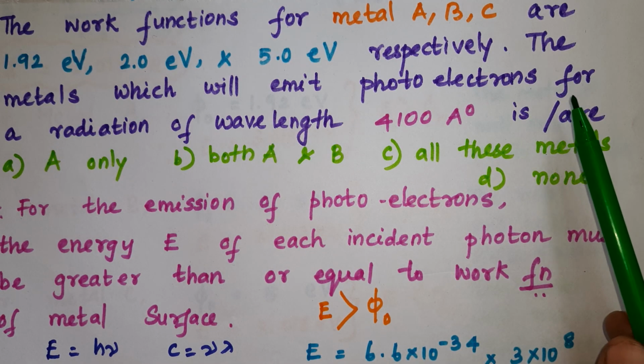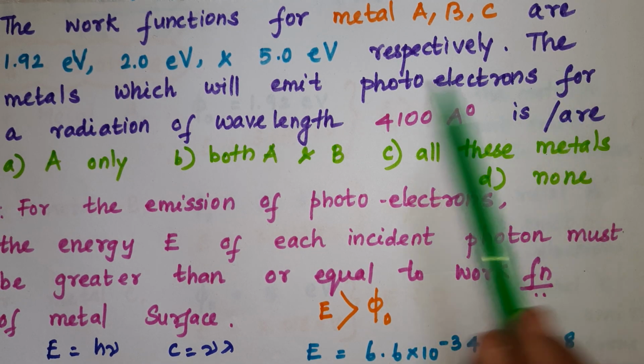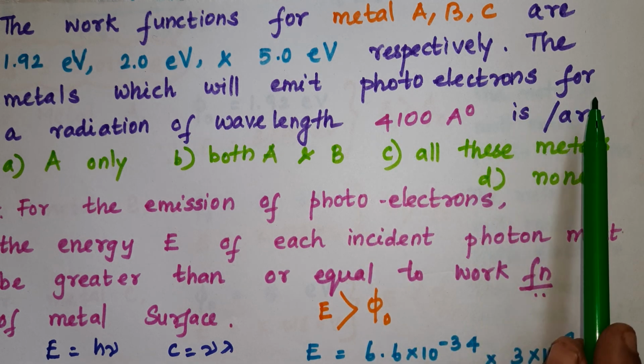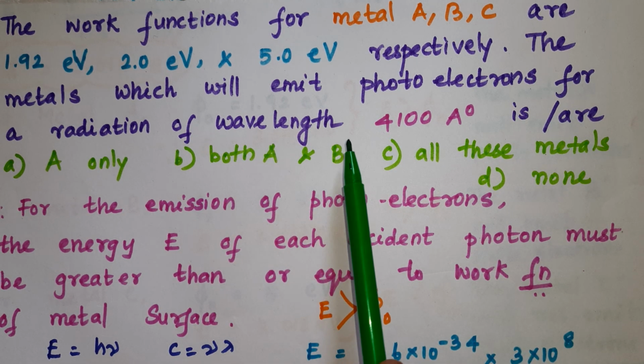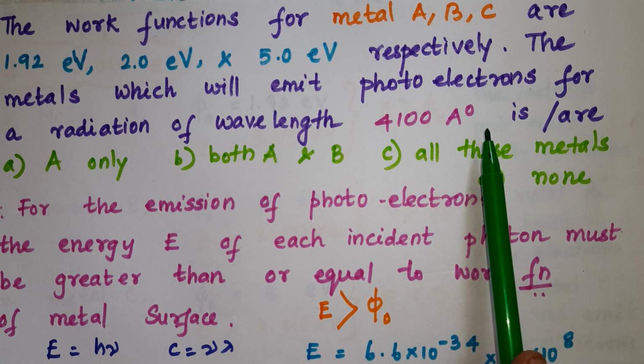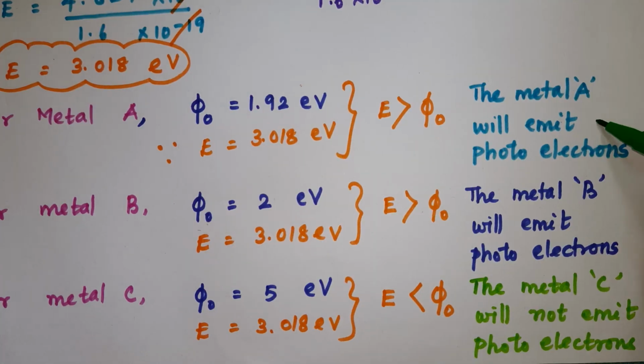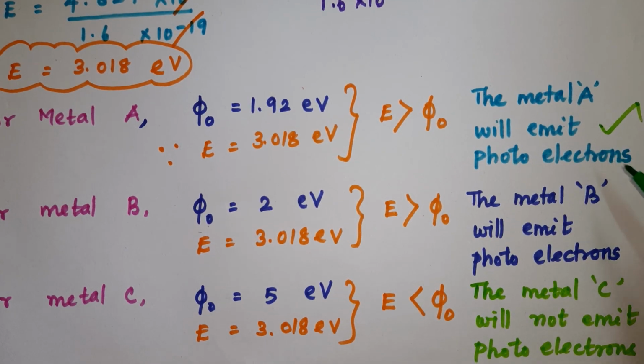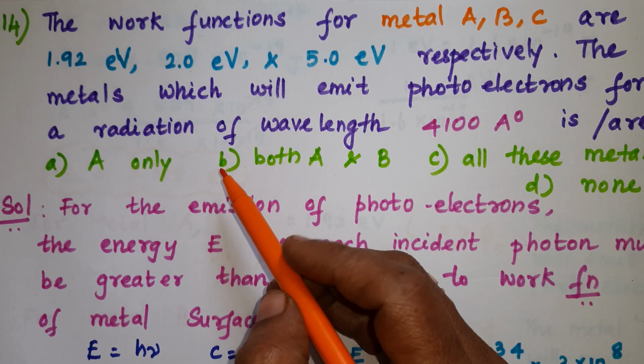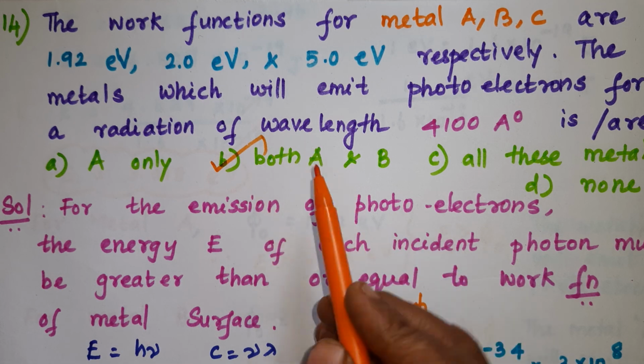In the question, the metals which will emit photoelectrons for a radiation of wavelength 4100 angstrom is asked. Metal A will emit photoelectrons and metal B will also emit photoelectrons. Option B is the correct one, both A and B.